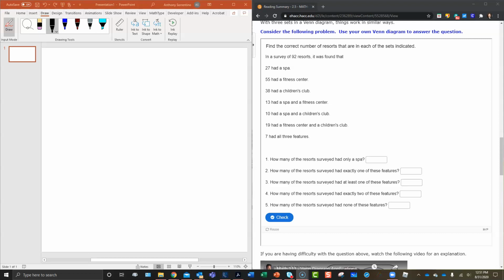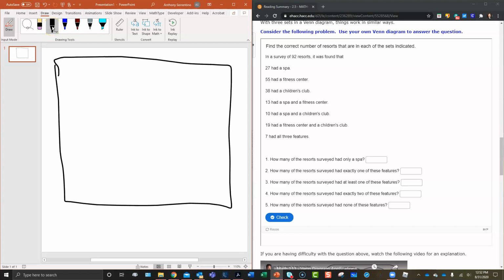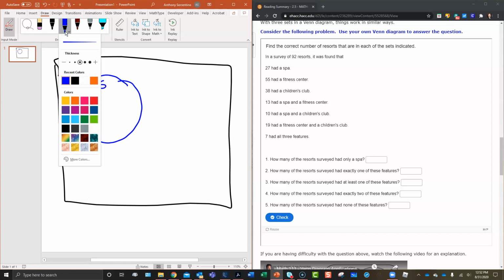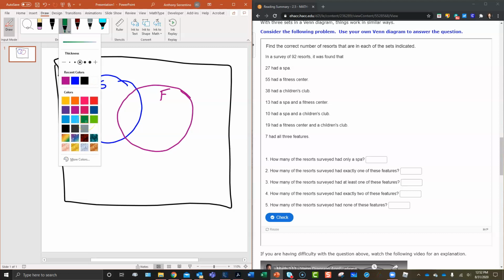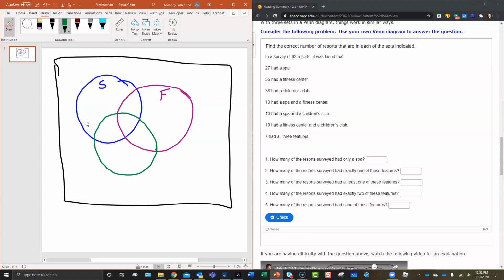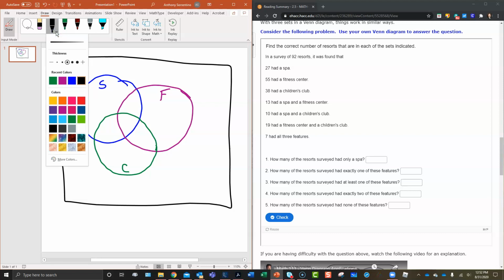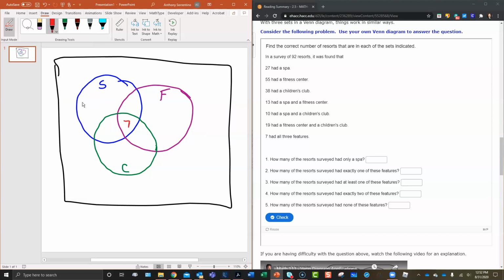So using these numbers, I'm going to construct a Venn diagram. Here's those that are in the spa. Here's those that have a fitness center. And here's those that have a child care center. So you don't want to start with any of those numbers except that 7 that have all three features. That would be this group right here, dead square in the middle. So 7 have all three of these features.